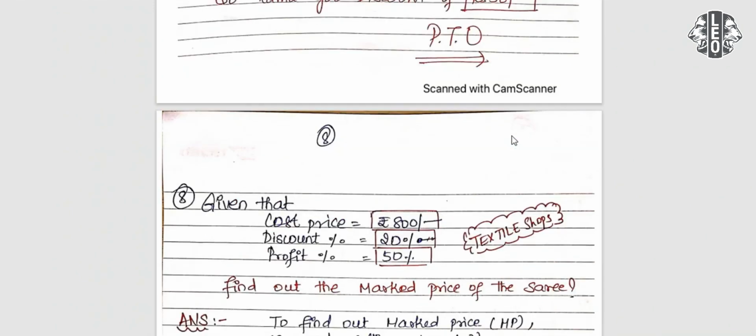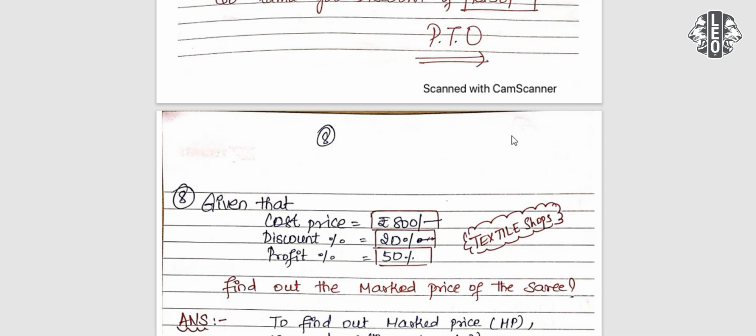There is going to be a textile shop. So imagine a person is going to buy a sari. Given that the cost price of the sari is going to be 800 rupees. The shop person is going to give you a discount of 20%, so that is going to be displayed in the advertisement. And there is going to be a profit of 50% for him. Since it is a Deepavali sale, he is having a 50% profit that he is not mentioning or showing anywhere. Now, your job is to find out the marked price of the sari.